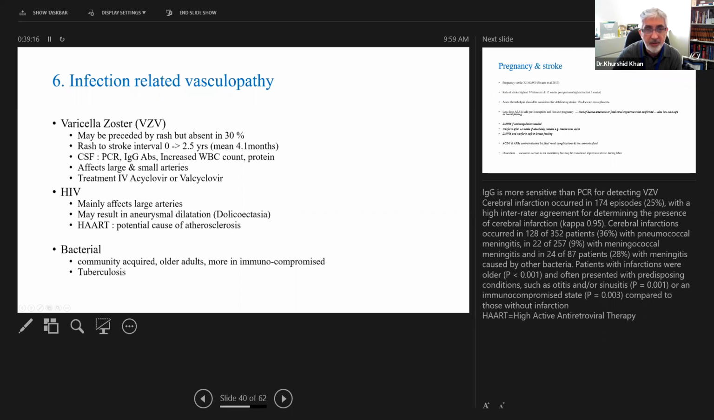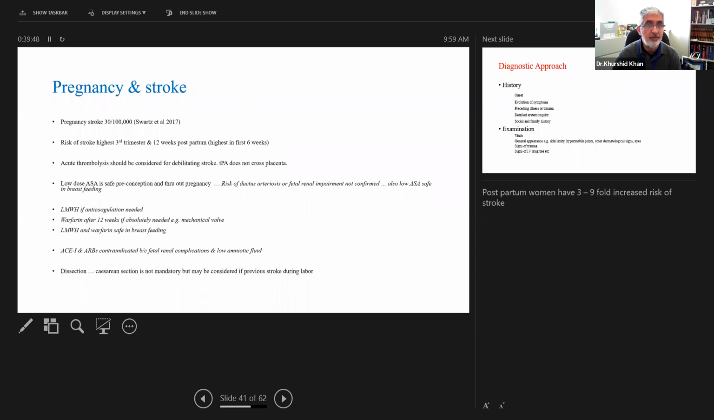Similarly, HIV, syphilis, those are other conditions. The treatment of HIV may lead to early atherosclerosis, and that would be a source of stroke. Bacterial infections, tuberculosis in developing countries, that may be a cause for basal vasculitis, or may cause direct invasion of the arteries as well. And similarly, other infection lead to stroke through either endocarditis, for example, causing an embolization, or vasculitic changes in the arteries.